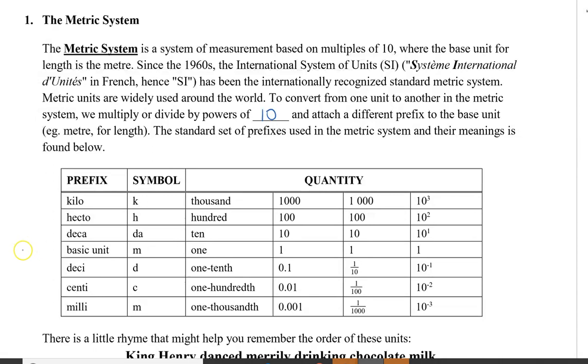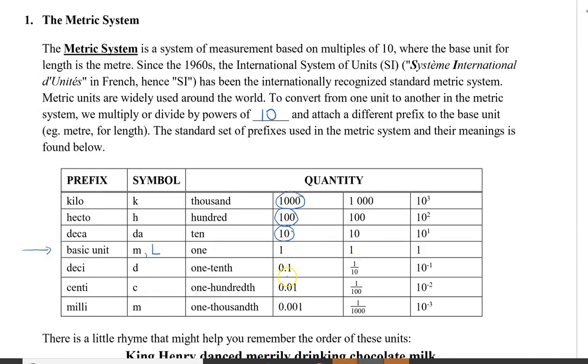In this chart, our basic unit is M for meters, but we can also use capital L for liters. For kilo, the quantity is 1,000, so it takes 1,000 meters to make 1 kilometer. The next one is hecto. Hecto is 100, so we need 100 meters to make 1 hectometer. Then we have deca. Deca means we have 10 meters to make a decameter.